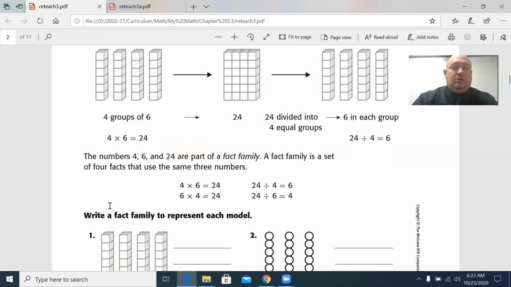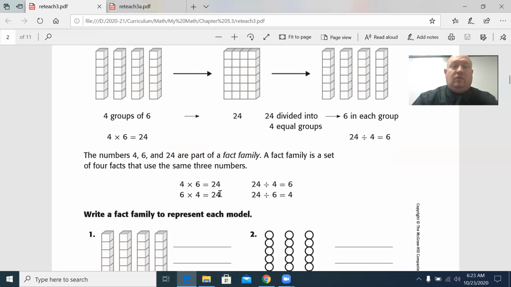I now know that 4 times 6 is 24, and 6 times 4 is 24. The commutative property of multiplication tells me that I can switch the order of multiplication factors without changing the product. In another way, I can change the numbers without changing the answer. So 4 times 6 is 24, and 6 times 4 is 24. But that's only half the family. It might be just the cousins. Got to get the auntie and uncle as well.